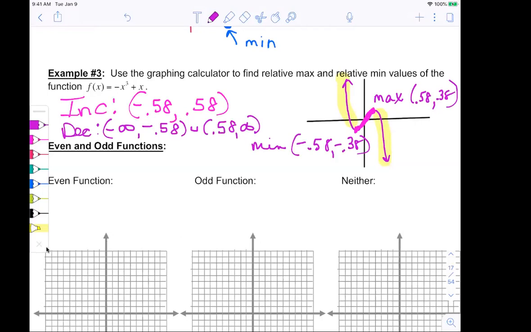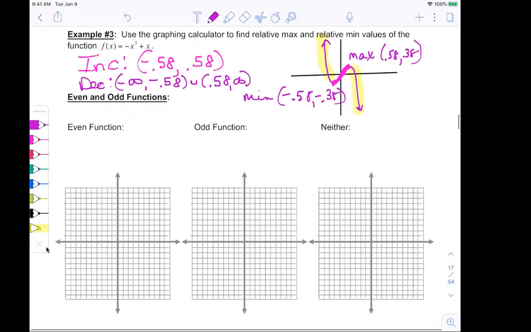Does anyone have questions? So tomorrow we're going to wrap up this section. We'll just quickly go over this even and odd stuff underneath with functions, and then we'll do a little review. Are there questions?